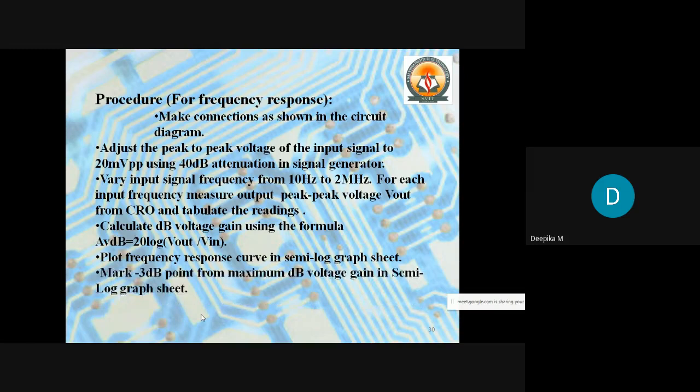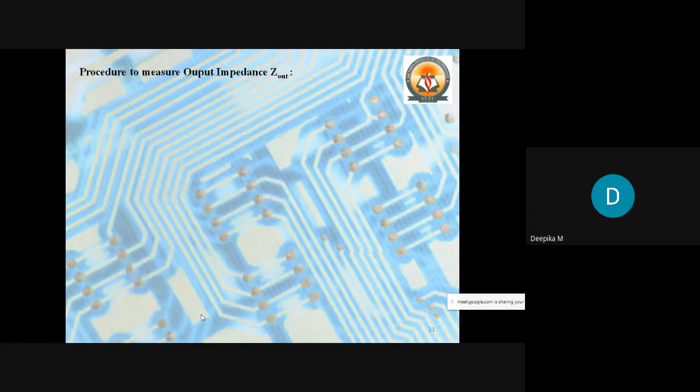And we have to mark the minus 3 dB point from the maximum dB. That will give you the lower and higher cutoff frequency, and thus we can determine the bandwidth.